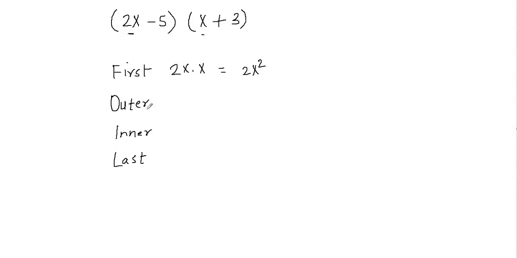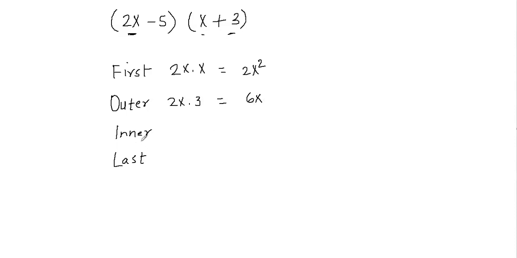Now let's identify the outer terms of each binomial. The outer terms are 2x and then positive 3. Notice how they're on the outer edges. That's why they're outer terms. So 2x from the first binomial and then 3 from the second binomial. 2x times 3: 3 times 2 is 6, and then we have an x along with it.